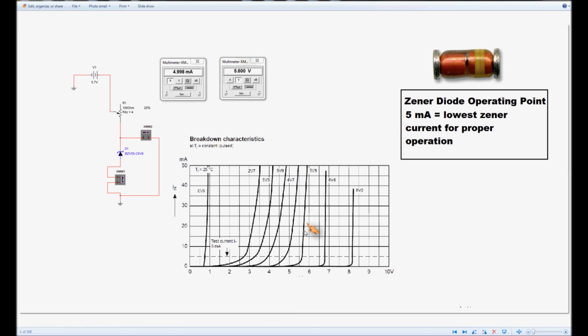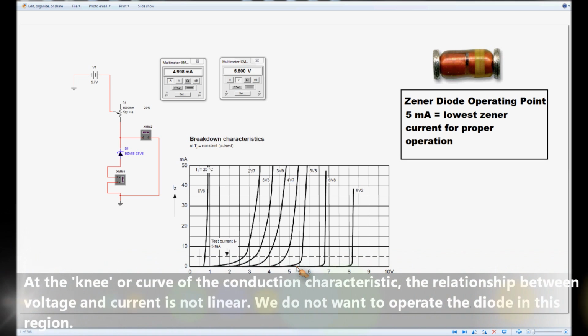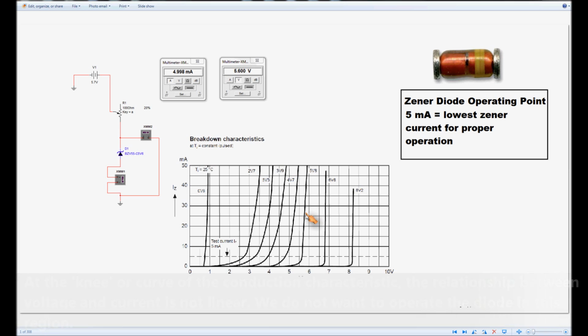If we go below 5 milliamps, we start to get what's called the knee of the curve, and that isn't very good. You can get quite a lot of voltage fluctuation with low currents. We want to make sure that we provide a nice stable operating current for our Zener. The minimum we'll be looking at for this one would be 5 milliamps.